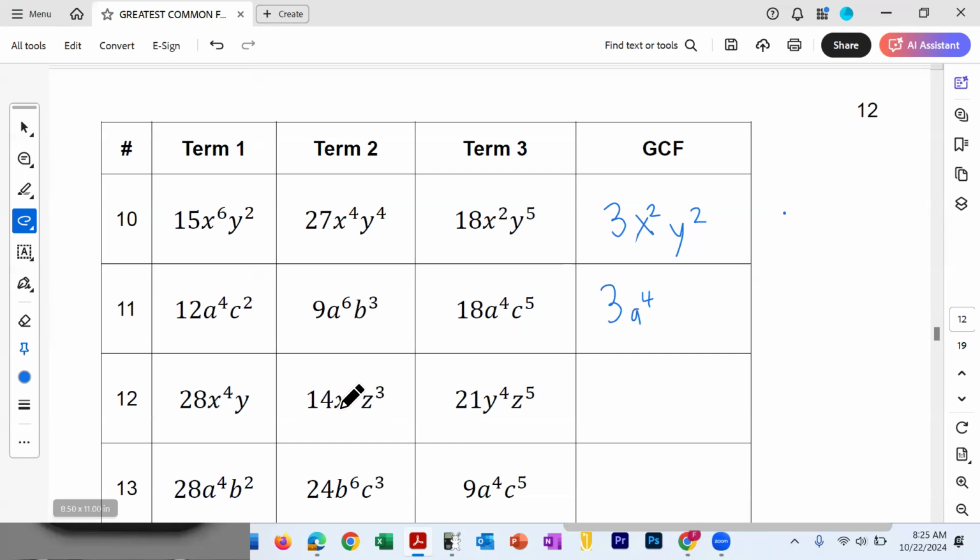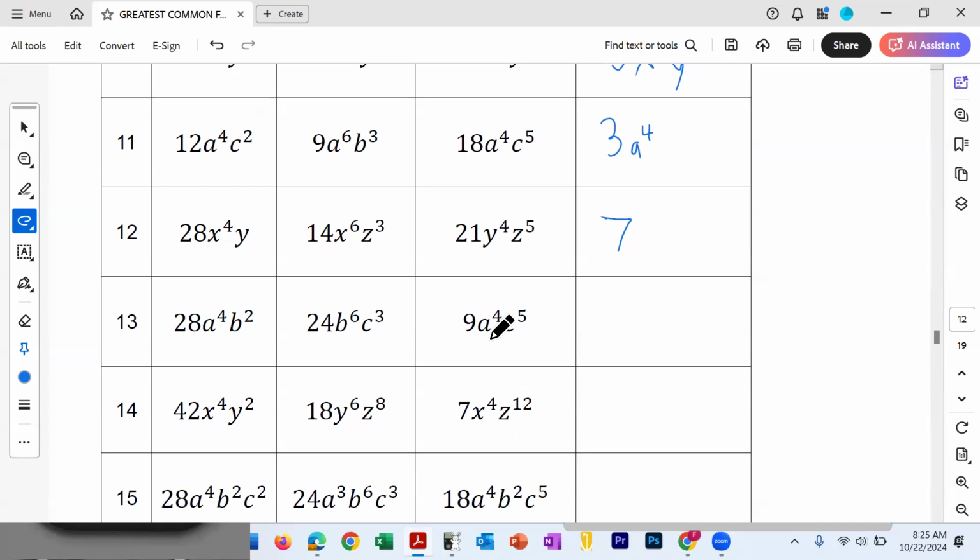Next one, 28, 14, and 21. Does anybody know that GCF? Not 1, it's 7. Good. Now, for 12, do all terms have an X? Yeah. What about the last one? It doesn't have an X. Do all terms have a Y? So what's my GCF? That's it. That's it. Next one.